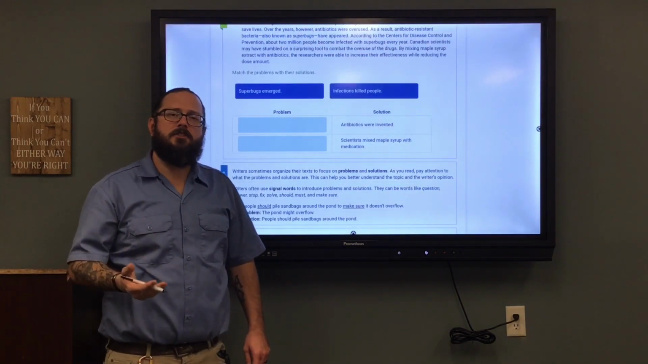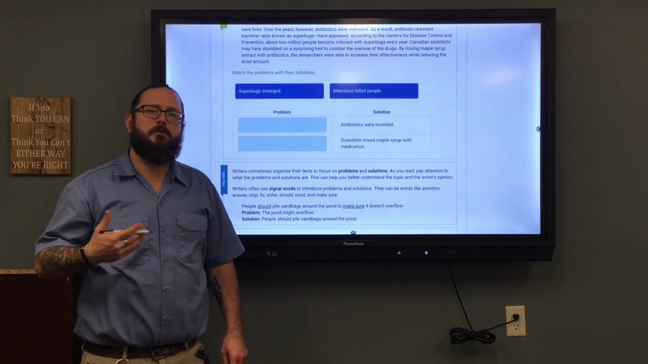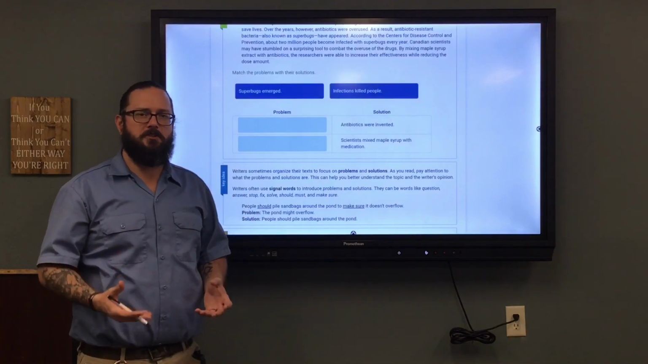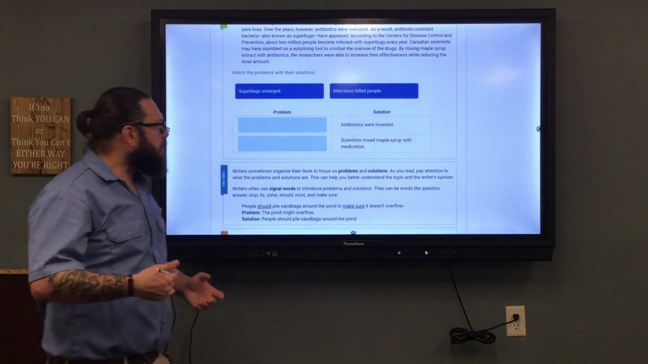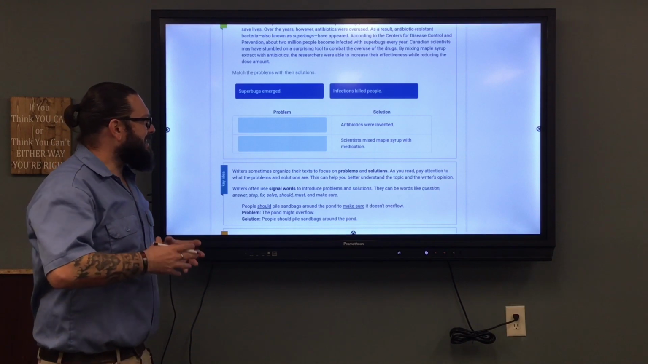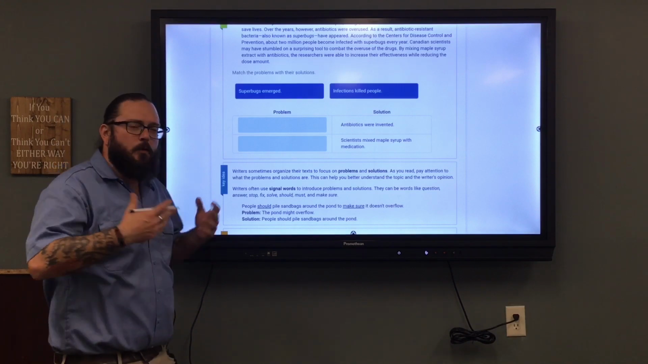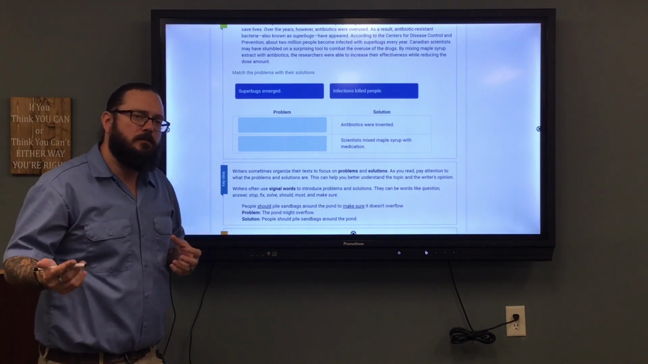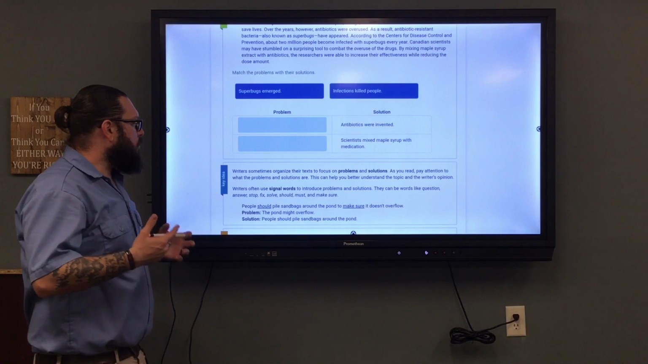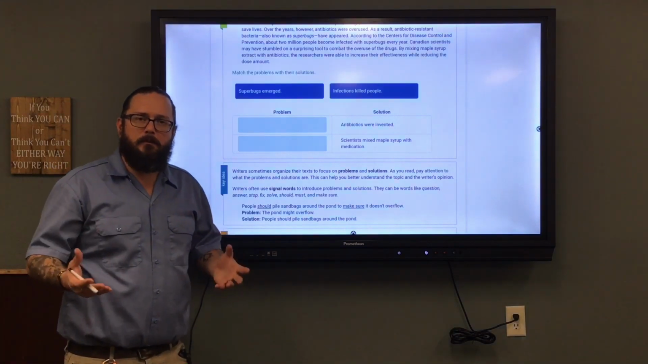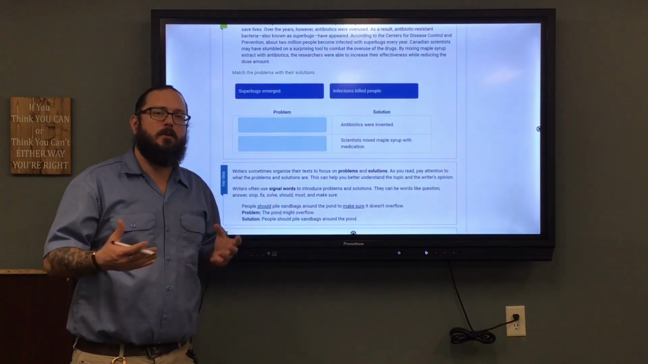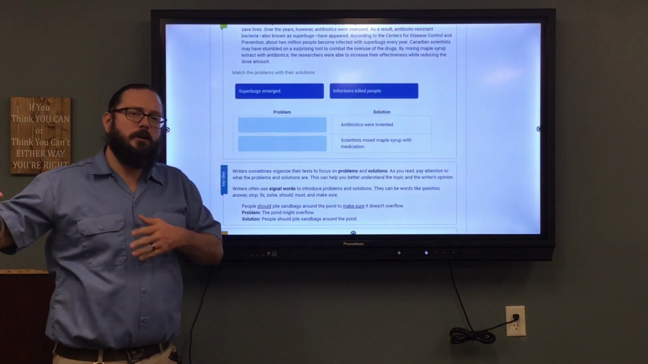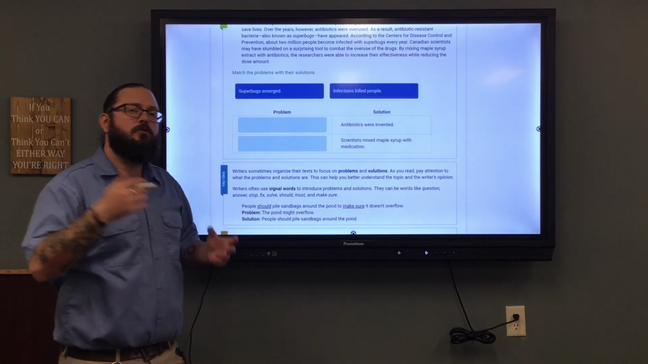The final relationship that we are going to look at that an author will use to make connections within a text is what is known as the problem-solution relationship. Now, a problem-solution relationship is designed to help you identify the writer's opinion and point of view on a particular topic. So what they will do is present a problem, which is something that's going on that needs to be addressed, and will present one or more solutions to address that problem.